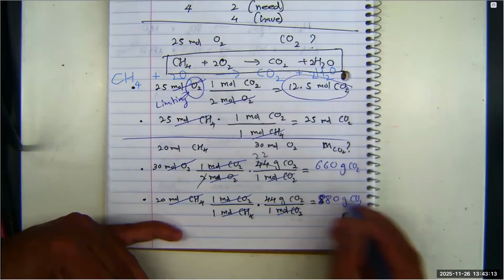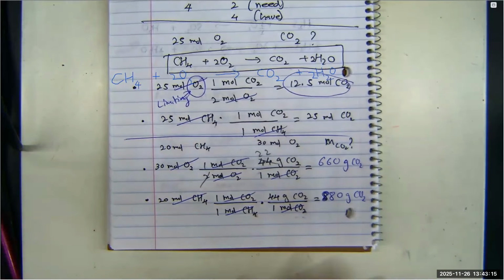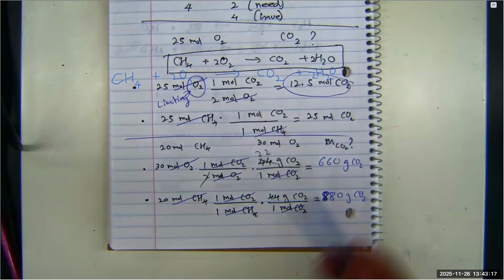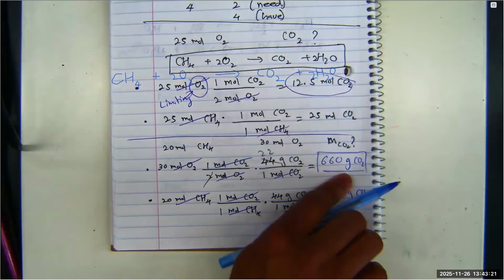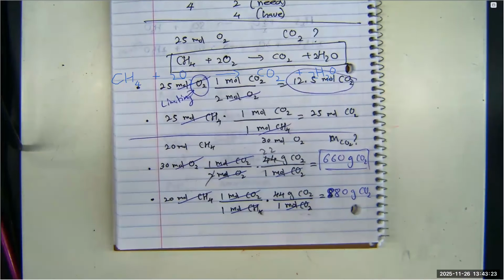you're going to end up with 880 grams of CO2. Now, between these two numbers, 660 is smaller. Therefore, this should be your answer, and oxygen must be your limiting reactant, because the limiting reactant gives us the lesser number out of the two. That's it, done.